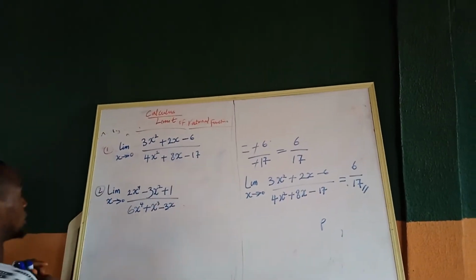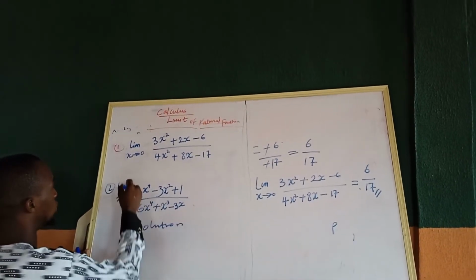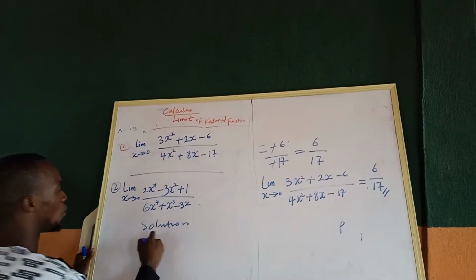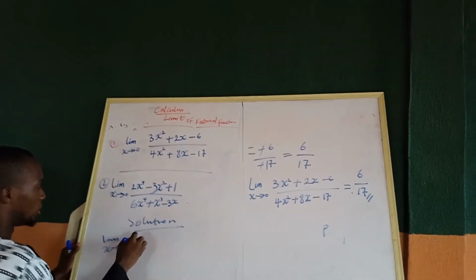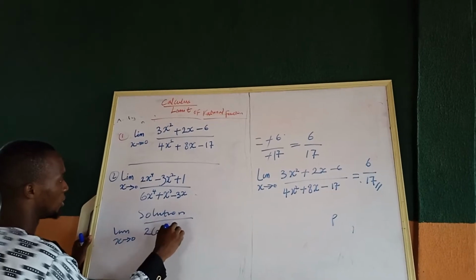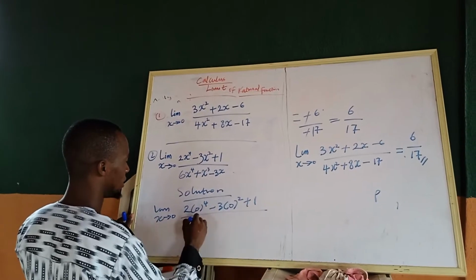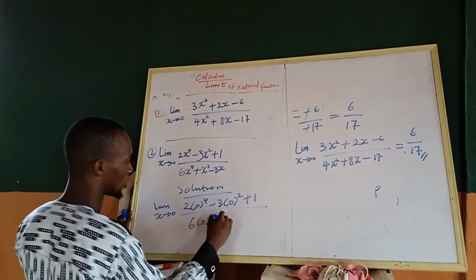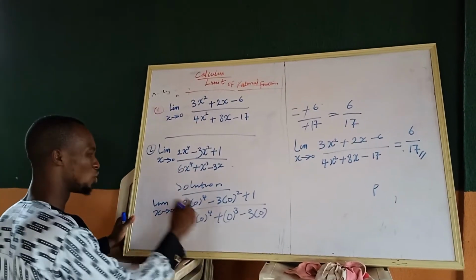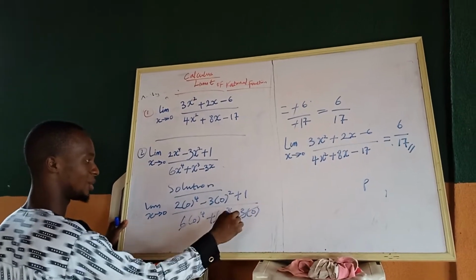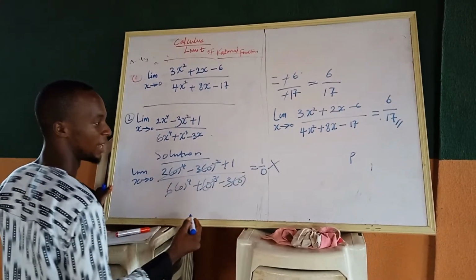Solution for question 2. Let's try what we applied to the first question. We said limit x tends to 0 of (2(0)⁴ - 3(0)² + 1) over (6(0)⁴ + (0)³ - 3(0)). In this aspect we can see that all the terms are 0, so we have 1 all over 0, which is undefined.